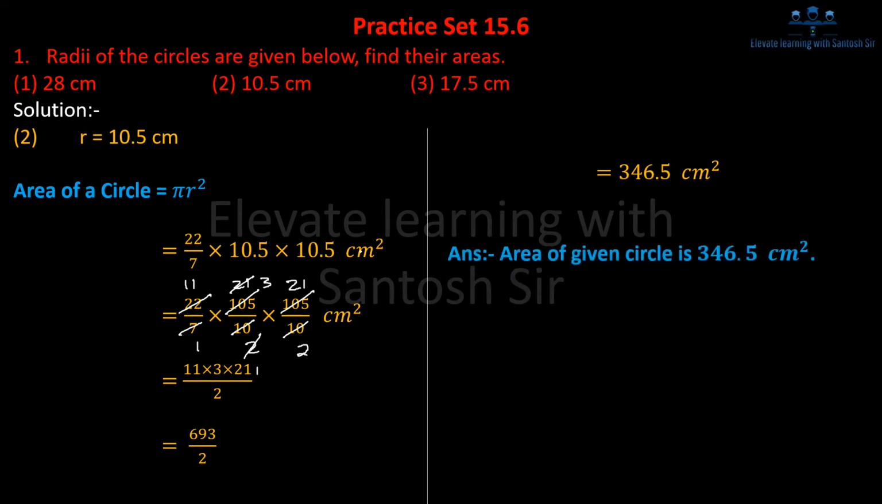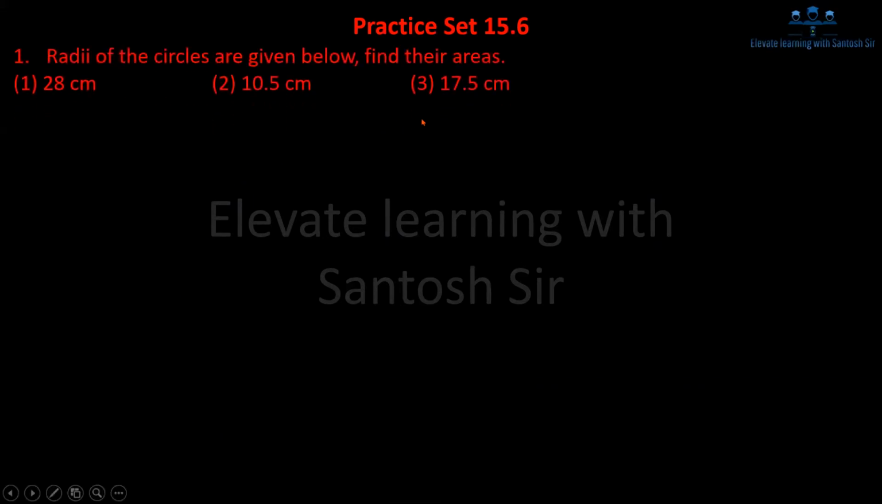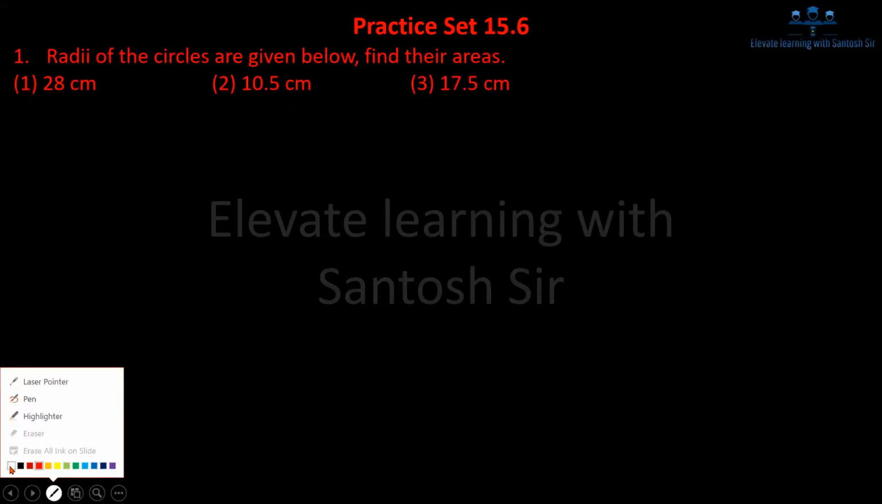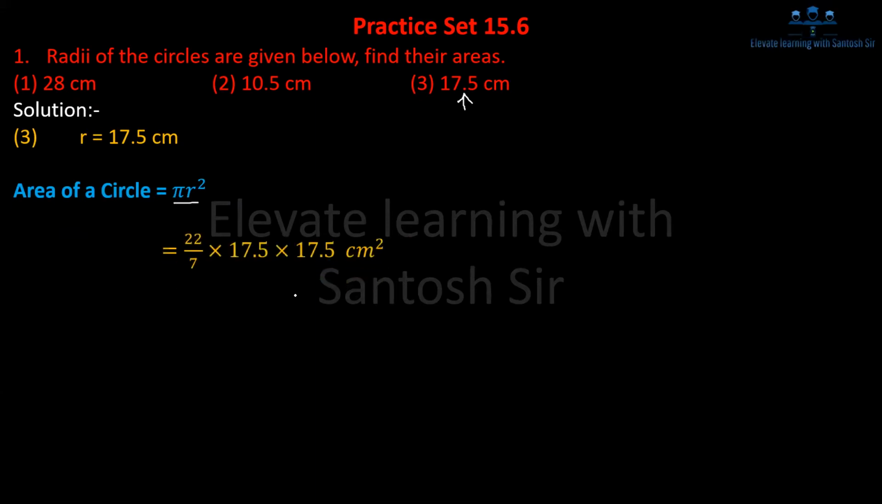So the area of the given circle is 346.5 centimeter square. Let us take the next question. Here, radius is given as 17.5, again a decimal number. So we will use the formula for area of circle as pi r square. After substitution, we will first try to eliminate this decimal.